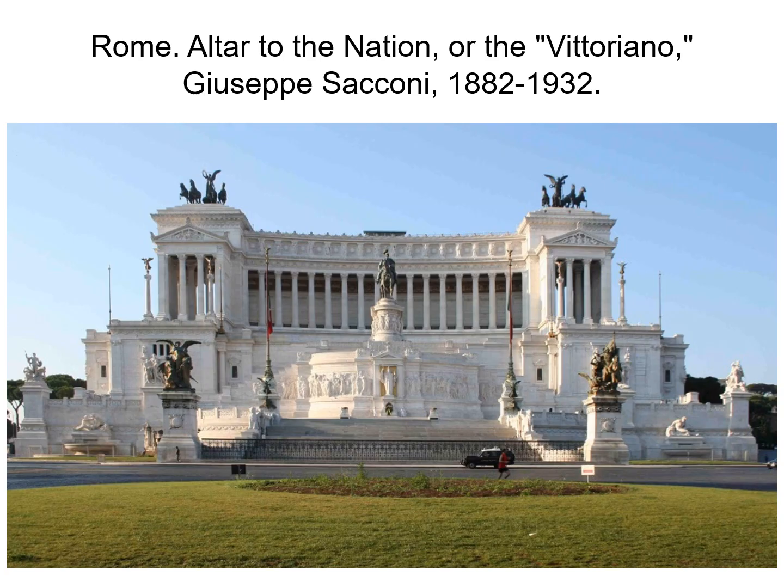Beaux-Arts eclecticism spread beyond France. Perhaps the best known and certainly the most exuberant expression came in the monument in Rome known as the Vittoriano, but also called by many nicknames such as the wedding cake and the typewriter. By Giuseppe Sacconi, 1882 through 1932.